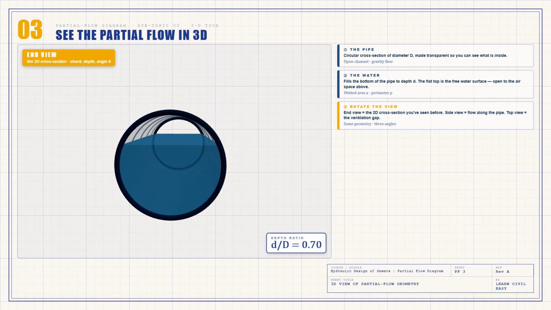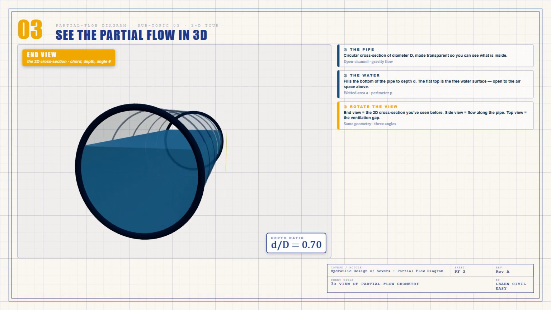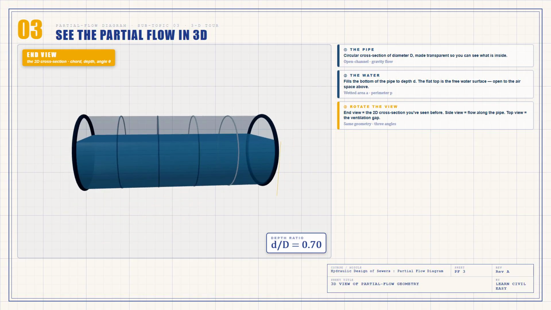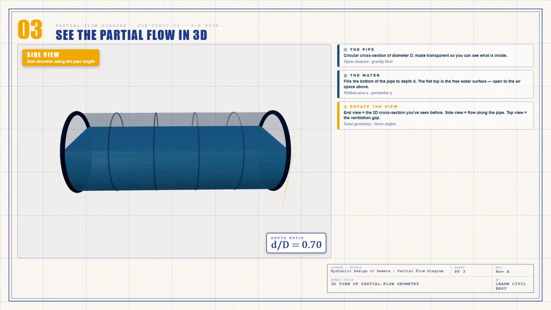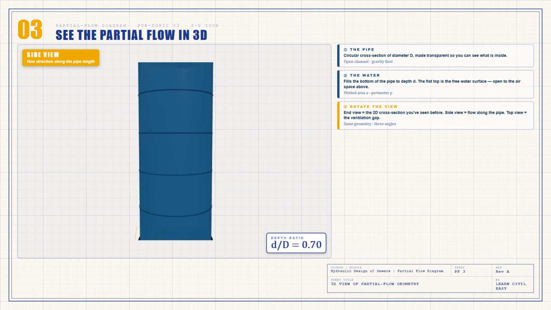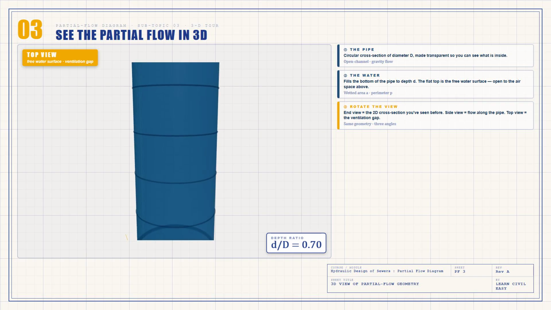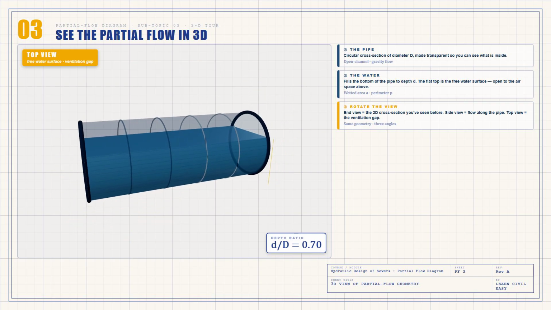Let me rotate the view so you see this from different angles. From the end, you see the same cross-section we drew in 2D, the chord, the depth d, and the central angle theta. From the side, you see the flow moving along the length of the pipe, and from above, you see the rectangular free water surface, the ventilation gap that lets sewer gases escape upward into the atmosphere.